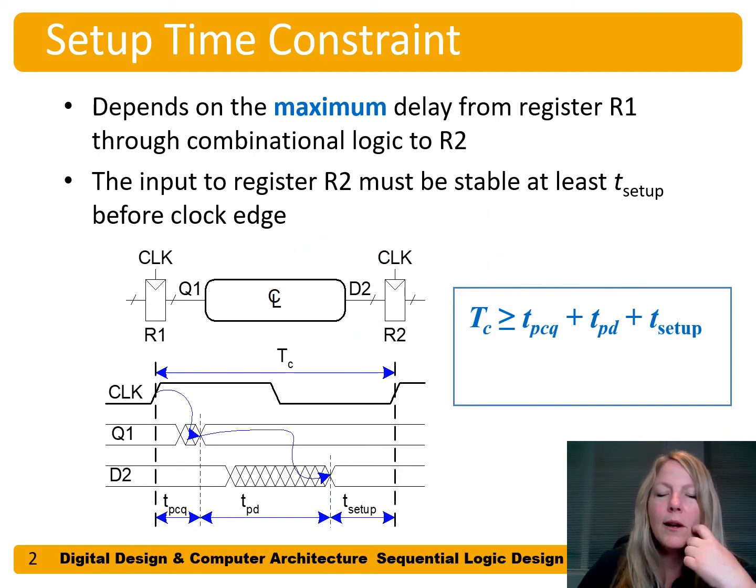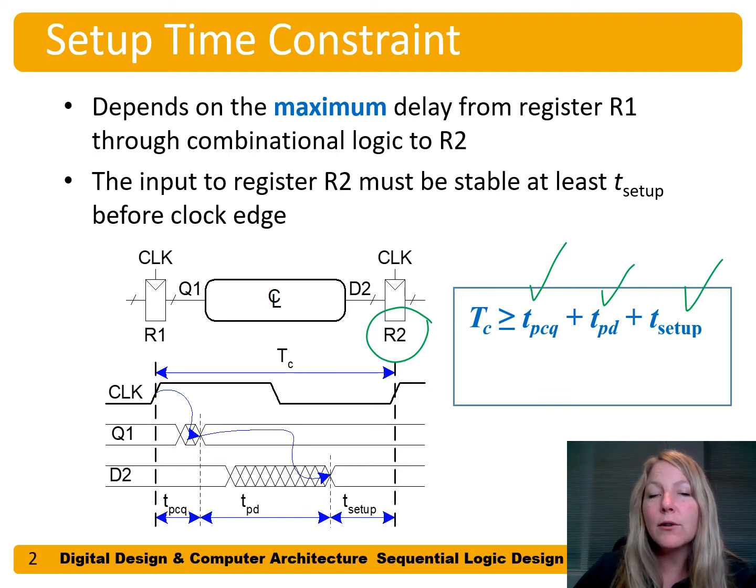So we write it. TC has to be greater than or equal to propagation clock to Q plus propagation delay plus setup time, which is the time for the data to get out of the register through the combinational logic and set up to the second register R2 in time for the next clock edge.